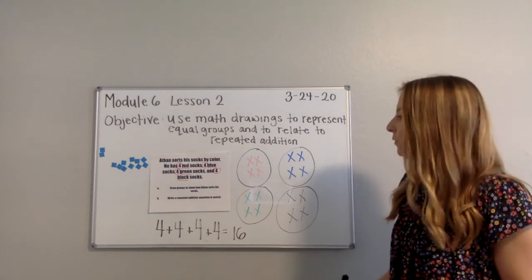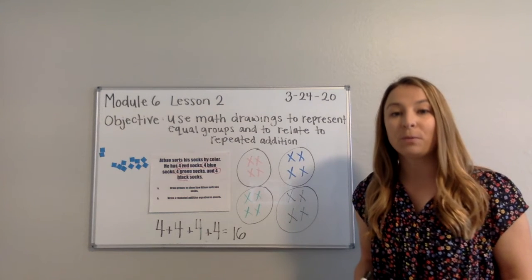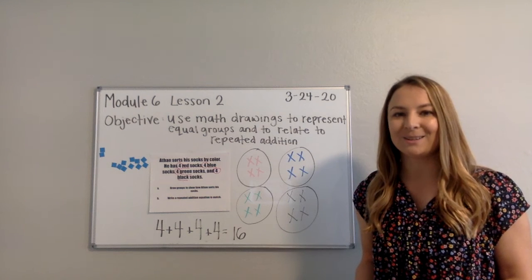Okay, we know he had 4 groups of 4. He sorted them by color. Our repeated addition equation was 4 plus 4 plus 4 plus 4 equals 16. He has 16 socks altogether.